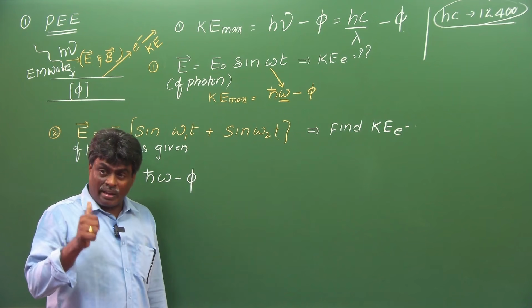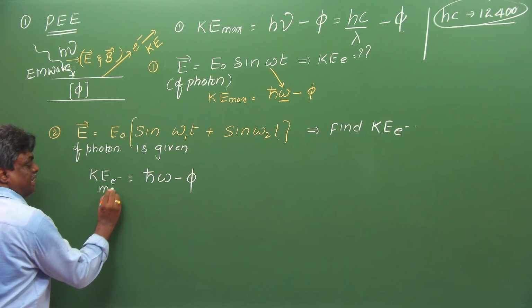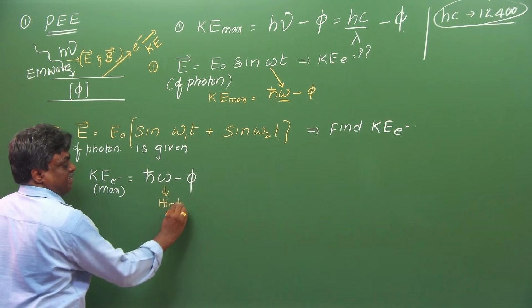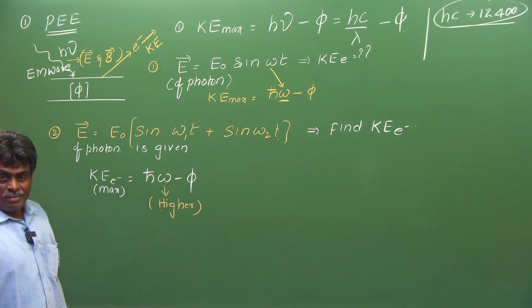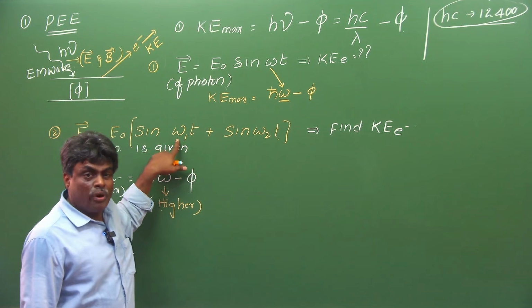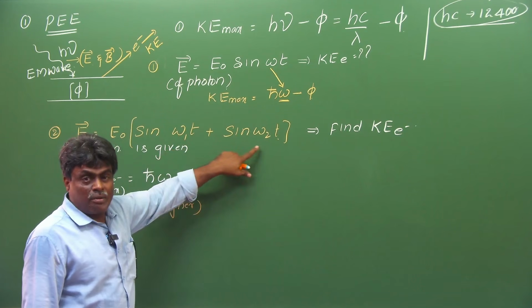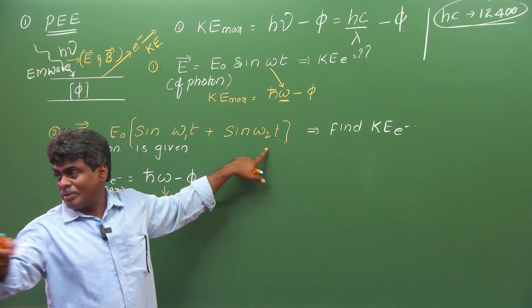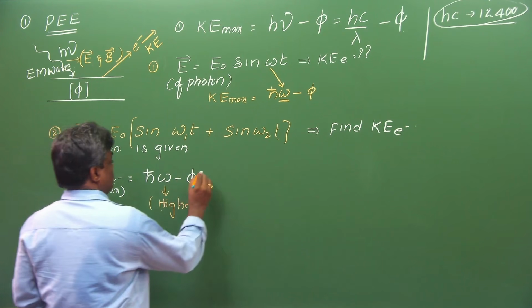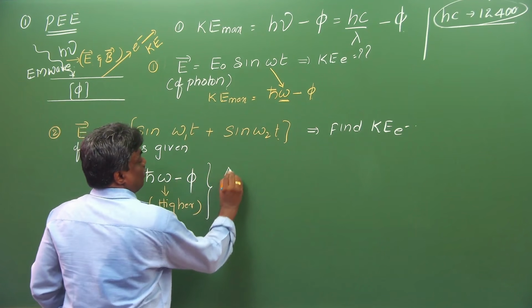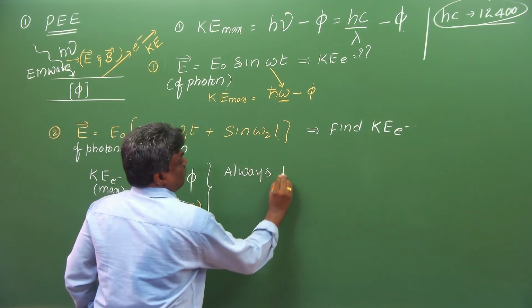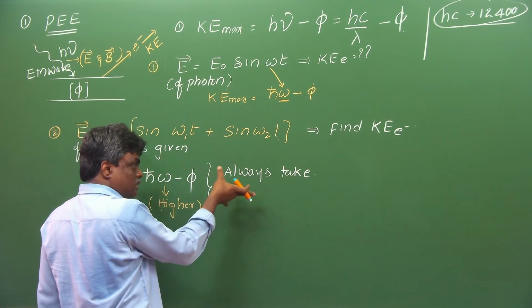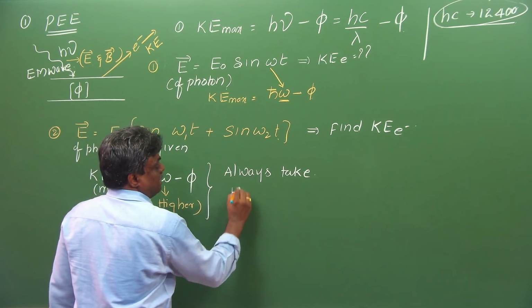The higher omega. Why? Because you are finding the maximum kinetic energy. What are you finding? Maximum. That's why this omega is always the higher one. For example, here I have given 4 into 10 to the power of 15, and here I have given 6 into 10 to the power of 15. Which one do you have to use? I hope everyone understands. Yes. That's good. So one second. Babu, listen carefully, because while you are solving problems, these are very, very useful. Always take the higher frequency.